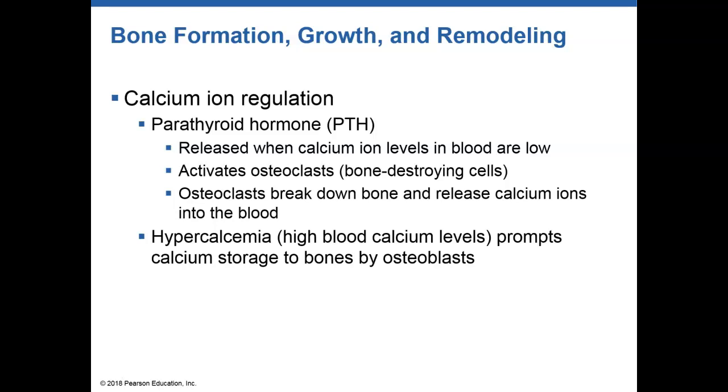Parathyroid hormone is released by the parathyroid glands, which sit on the posterior aspect of our thyroid gland. And what parathyroid hormone does is it activates osteoclasts, so those are those bone breaking cells. Osteoclasts then break bone down and release the calcium into our blood. If we have a lot of calcium in our blood, then calcium is going to be moved back into our bone, and that is typically associated with calcitonin, another hormone.